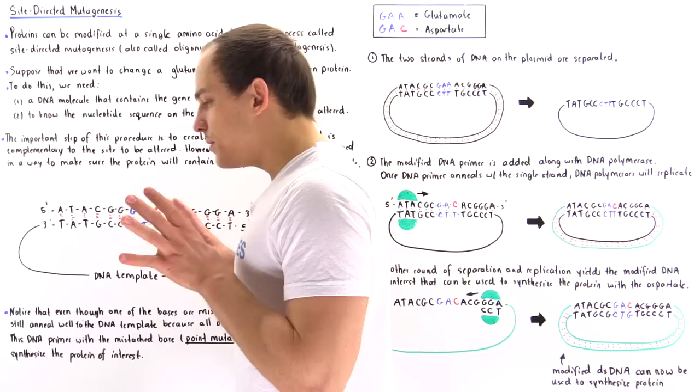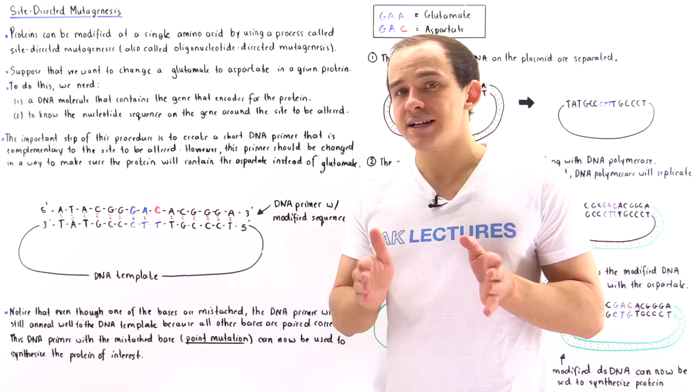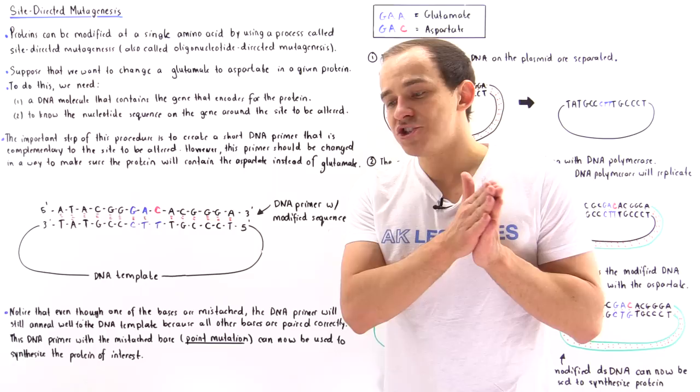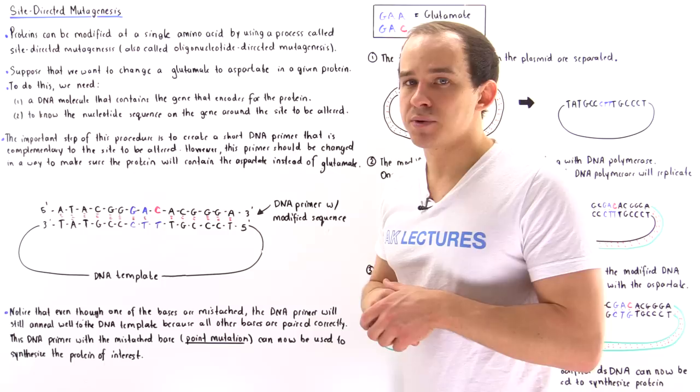Now, the important step in this procedure is to basically create a special DNA primer that is complementary to the nucleotide sequence along that gene where we want to make that alteration. And the way that we want to build the DNA primer is we want to change the sequence in that DNA primer so that we change the codon that codes for glutamate to the codon that codes for aspartate. And to see what we mean by that, let's take a look at the following diagram.